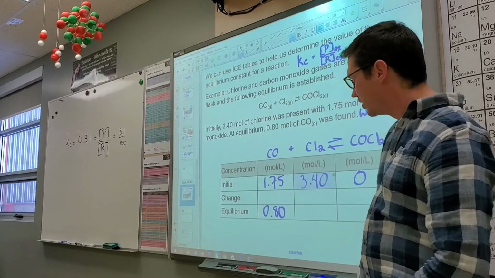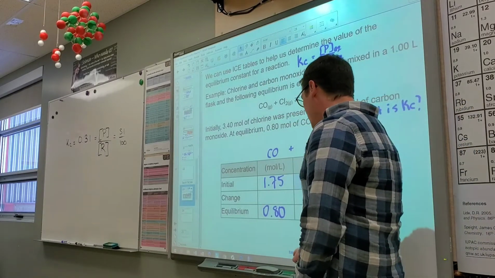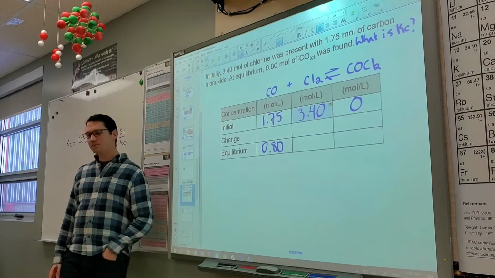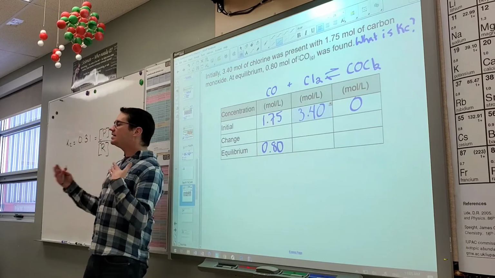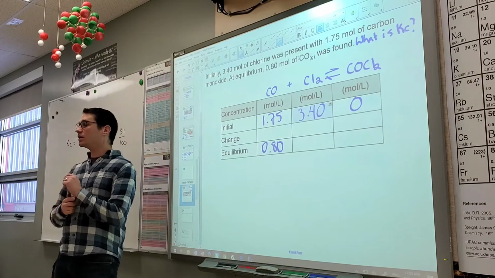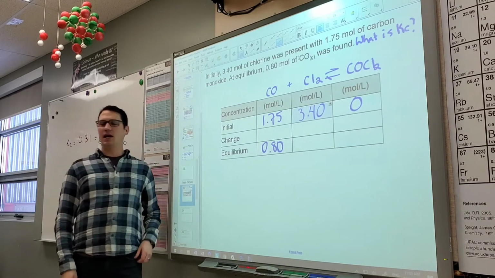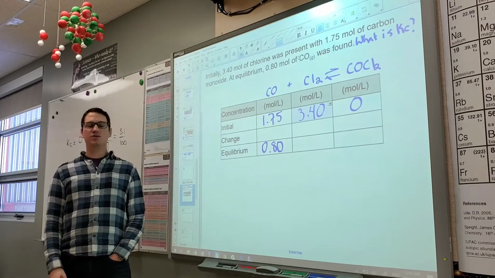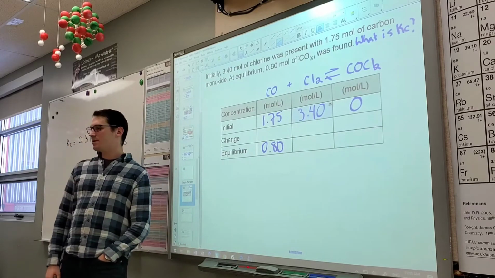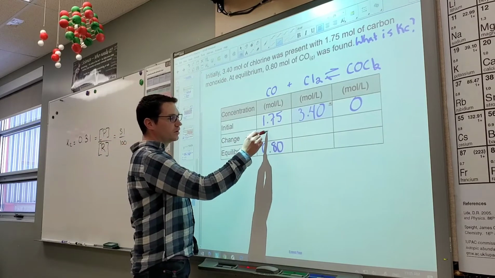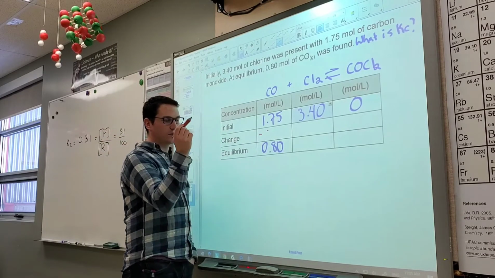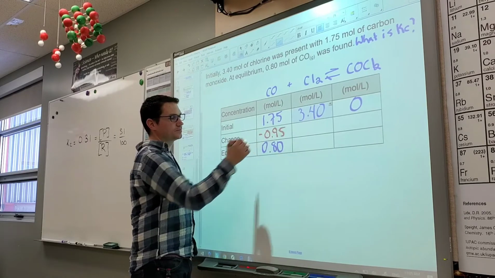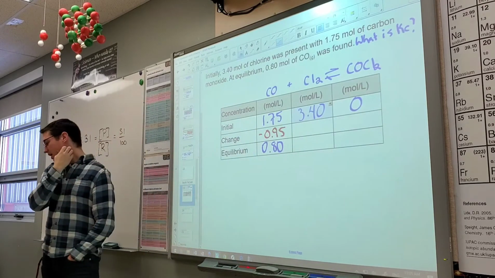0.80 of carbon monoxide. So let's go through this, and I know that ice tables are a little bit annoying. Is there any column in here that you can complete? Yeah, that first column you can complete, right? So what's the change? Was it negative or positive? Negative. It was negative 0.95.